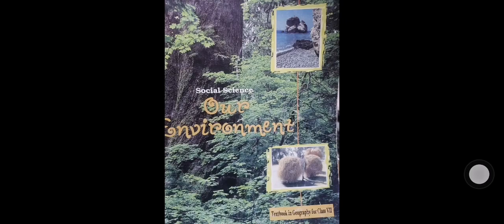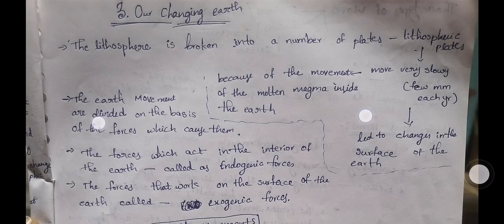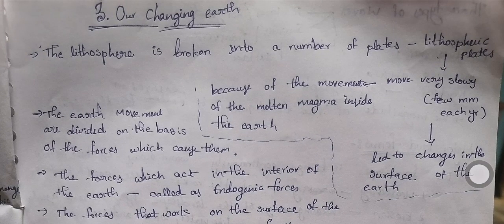In this video, we will start the third chapter of the 7th class NCERT, Our Environment. The name of the third chapter is Our Changing Earth. Here in this, we will read about the changes on the earth during a period of time, that is, in the internal and also on the external.